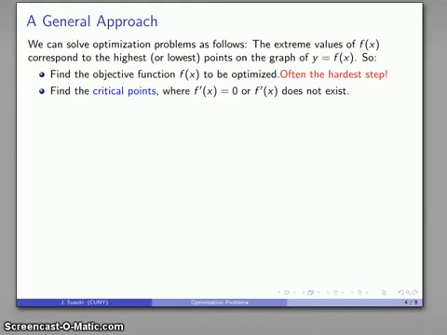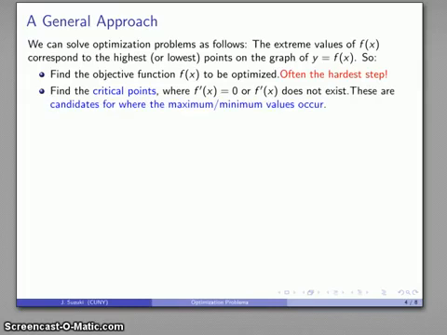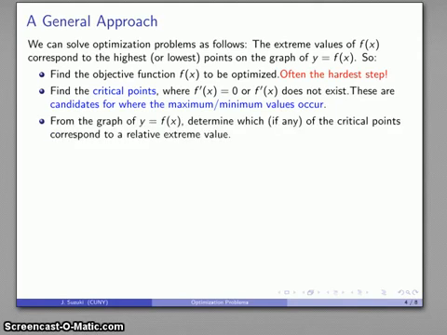Next, I want to find the critical points, and these are going to be the places where the derivative is 0 or the derivative fails to exist. And we'll see why those are important. The reason that we look for these is they are candidates for where the maximum or minimum values are going to occur.